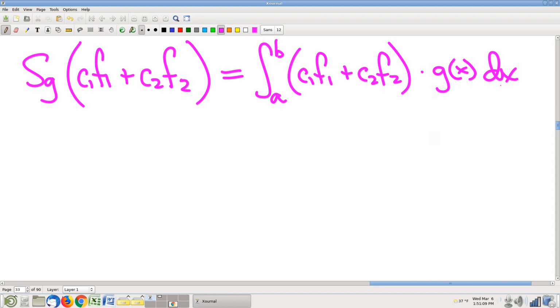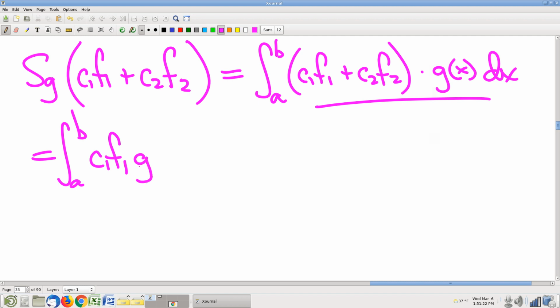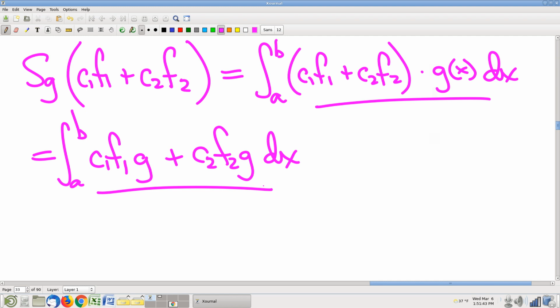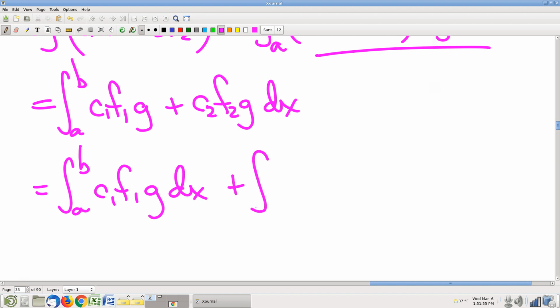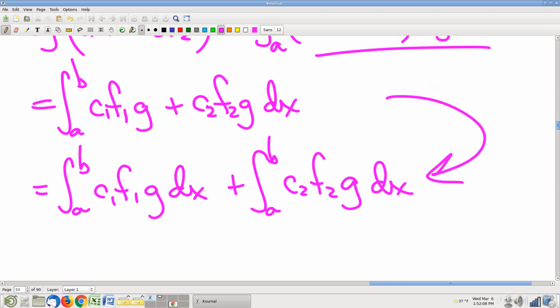Okay, now a little bit of algebra. I can distribute the multiplication there. I can rewrite this as C1F1G plus C2F2G. Everybody happy? That's just algebra. Next, old fact from Calc 1. If you have an integral of a sum of two functions, you can rewrite that as the sum of two separate integrals. So I'm going to rewrite this as integral from A to B C1F1G dx plus integral A to B C2F2G dx. Now again, that's just Calc 1, old news.